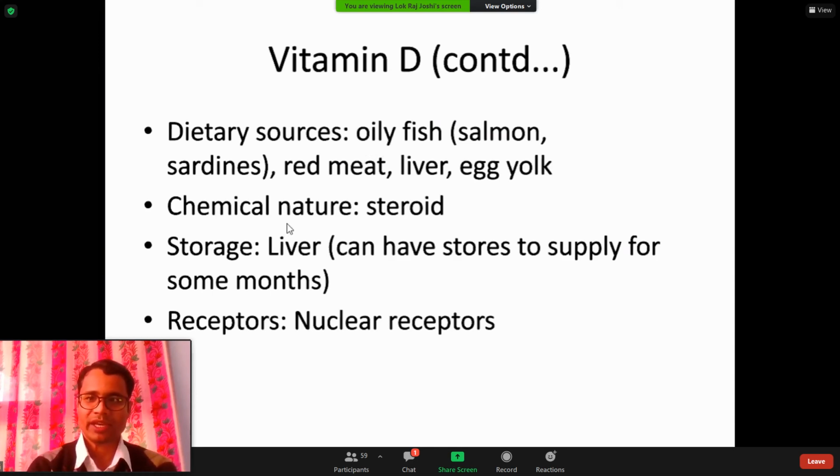By chemical nature they are steroids. Therefore, vitamin D is a steroid hormone. Parathyroid hormone is a peptide hormone. Storage in the liver: just like thyroid hormones are stored in the thyroid gland, vitamin D is also stored in the liver. Therefore, even if there is vitamin D deficiency from low exposure to sun or dietary deficiency, the stores in the liver will be used for some months. And being a steroid hormone, the receptors are inside the cell, nuclear receptors.